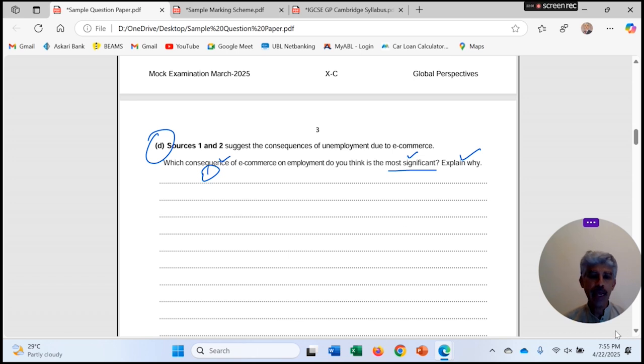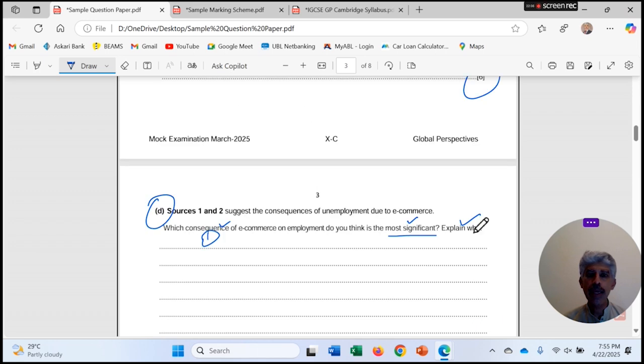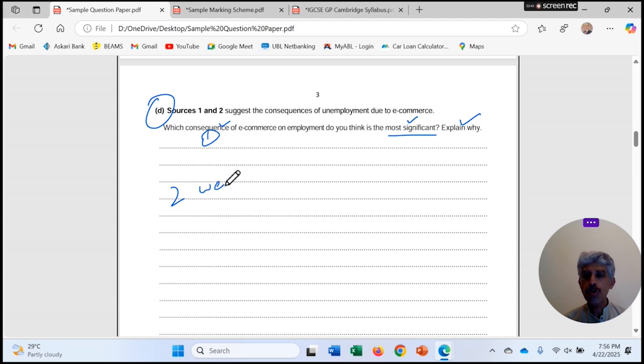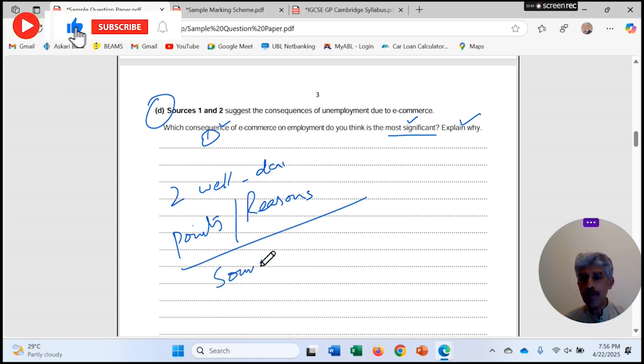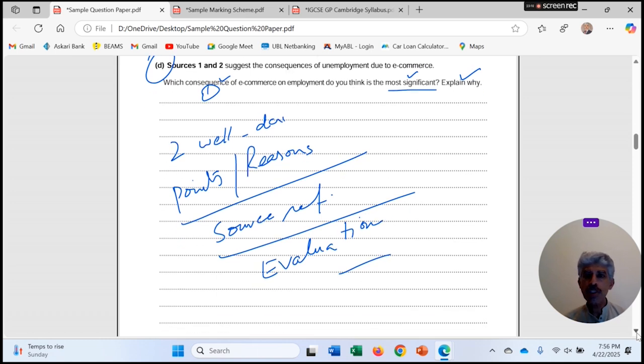And in this particular question, as I told you, this question is of 8 marks, and we are supposed to explain two really well-developed points, I mean well-explained reasons, and secondly we are supposed to give the source reference, and in the end we are supposed to give the evaluation, I mean the conclusion, as we give at level 5 in our history paper. So this is how you are supposed to explain.